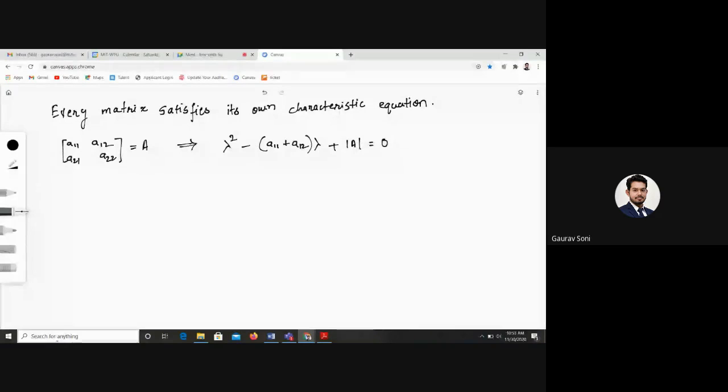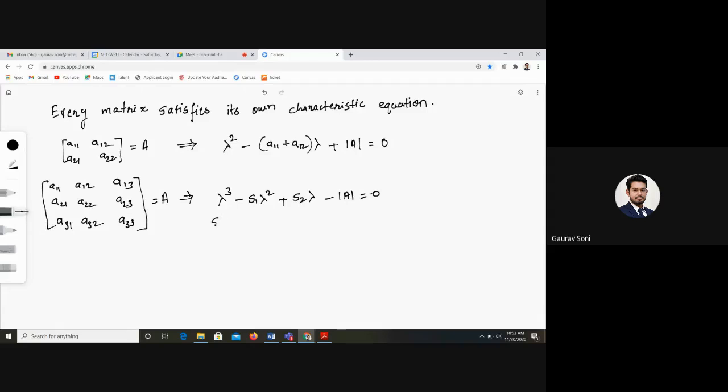If you have a 3 by 3 matrix, A11, A12, A13, A21, A22, A23, A31, A32, A33, then the characteristic equation by shortcut is given by lambda cube minus S1 lambda square plus S2 lambda minus determinant of A is equal to 0, where S1 is equal to the trace of A, which is also equal to A11 plus A22 plus A33.